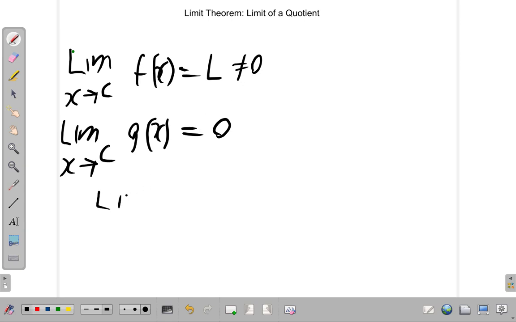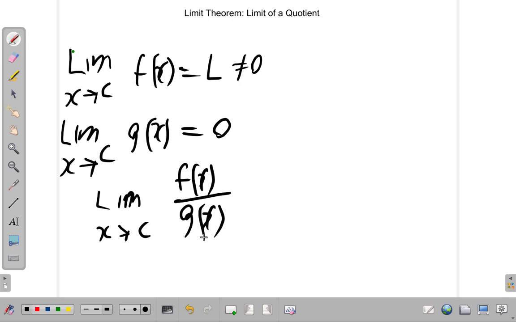Now, what you find is the limit as x tends to the number c of f of x divided by g of x will not exist. Why? Because you're dividing by 0. You're not supposed to do that, right? Even if f of x were 0, if the limit was 0, you still have 0 over 0. You can't do that. Now let's look at a few examples.